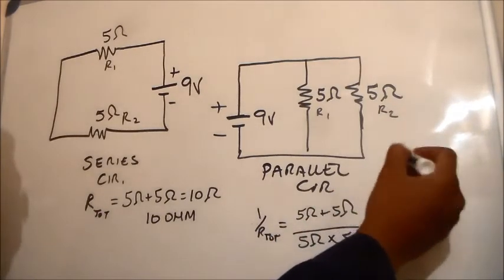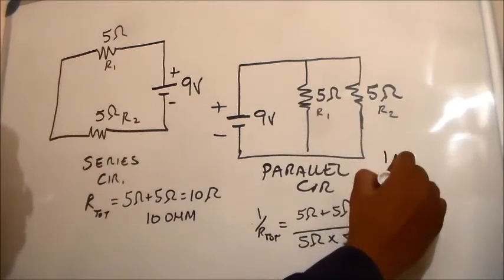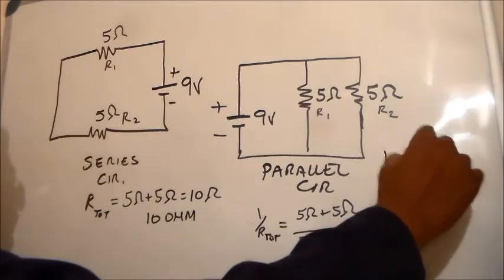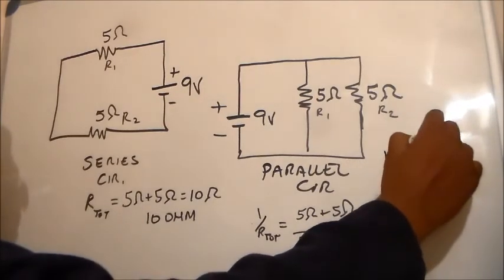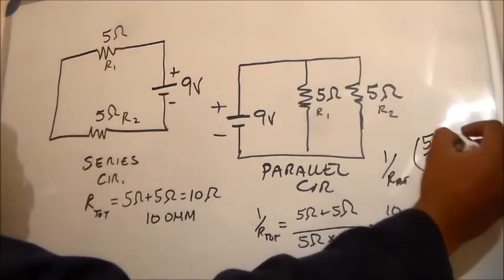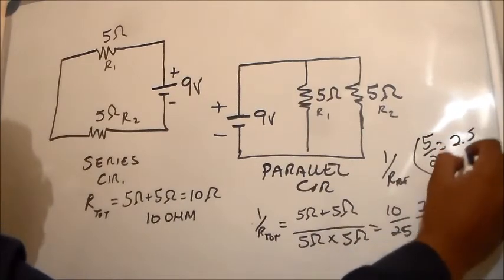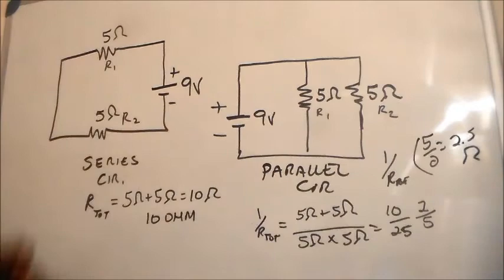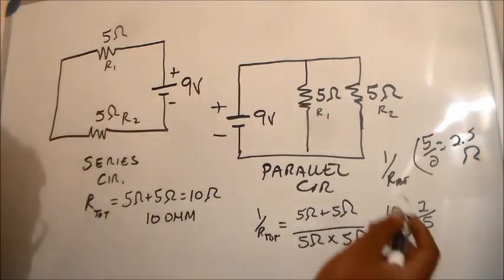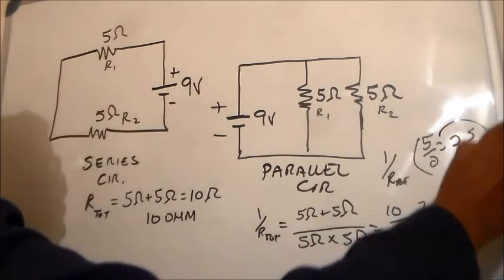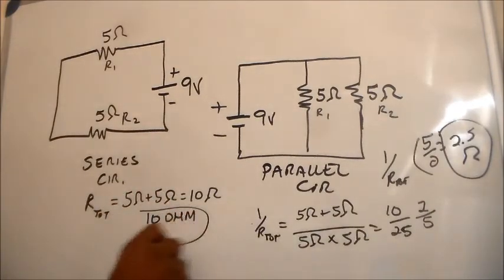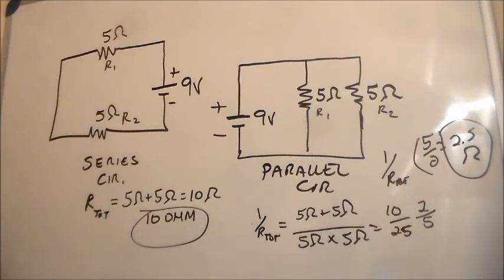This 2/5 is actually 1 over our total. So we'll just take the reciprocal, and 5 over 2 is equal to 2.5 ohms. So we have the same amount of resistors, same value, but 2.5 ohms as opposed to 10 ohms. So we actually get less resistance.